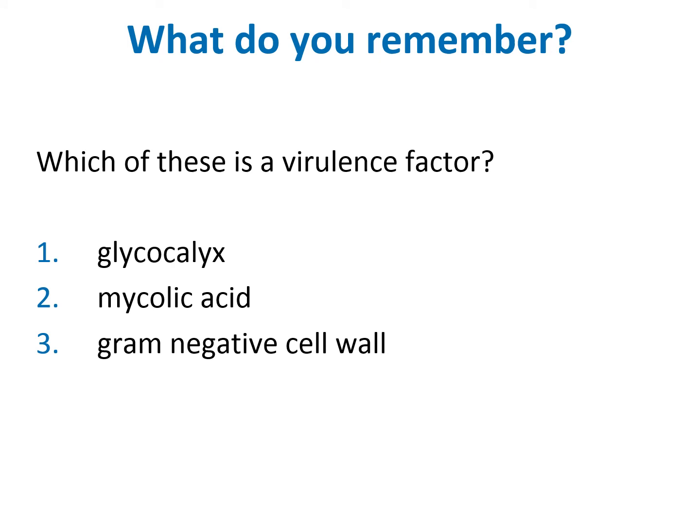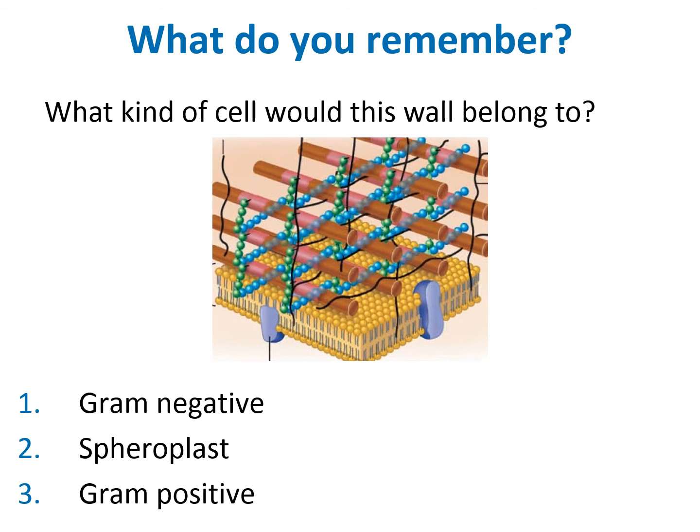Which of these is a virulence factor? Is that the glycocalyx, mycolic acid, or gram-negative cell wall? There's more than one answer here, by the way. All of them. Remember, virulence factors are those characteristics, those structures that increase the ability of a bacterium to cause infection and disease. The glycocalyx and mycolic acid definitely do that because they interrupt the ability of phagocytic cells to phagocytize certain types of bacteria. The gram-negative cell wall is definitely a virulence factor because it gives resistance to disinfectants, antiseptics, and certain antibiotics to bacteria.